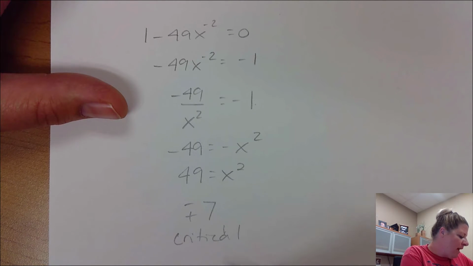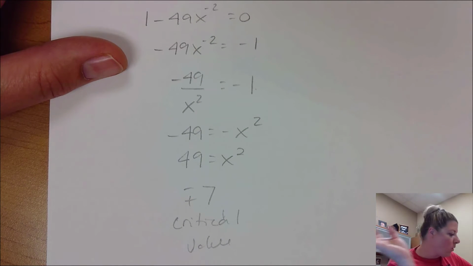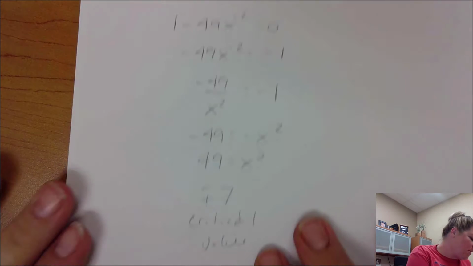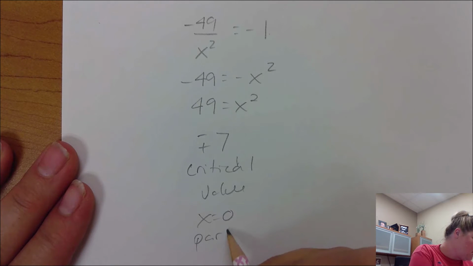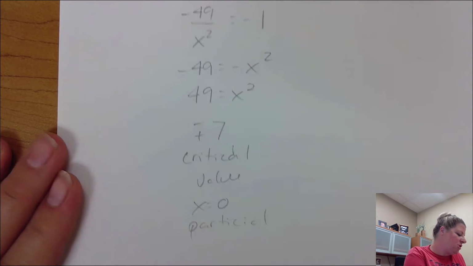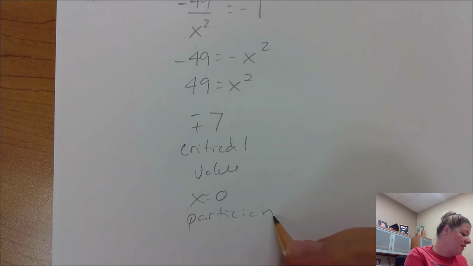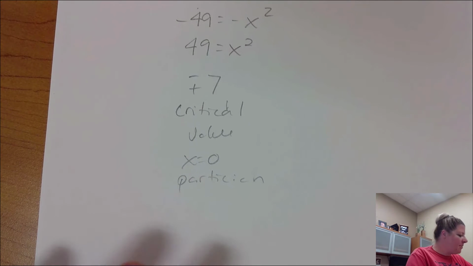Critical values. Where is another critical value or partition number? Go back to the original. We can't have 0. So we have another one at 0, and this is a partition number. Partition, not partial. I don't know if I spelled that right. It looks totally wrong, probably because I wrote it so fast, my handwriting's sloppy.